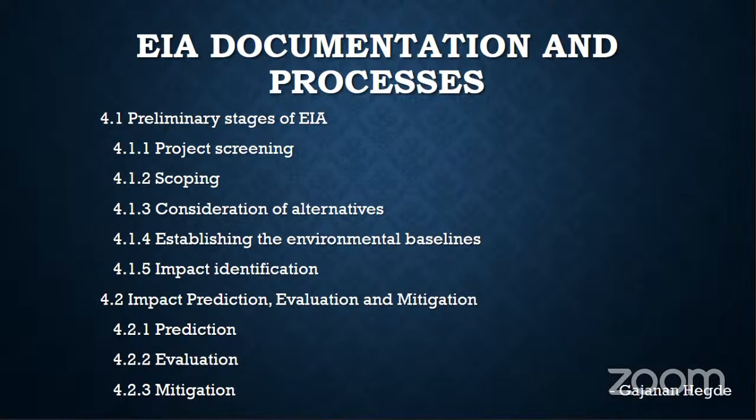So in scoping, the environmental impacts of the project are discussed in detail. Majorly the key impacts are discussed in this. All the project proponents, like the developer, the authority, and the other relevant agencies, like the public, the NGOs, and the local public, discuss and negotiate and come to a point. After that, the third step is consideration of alternatives.